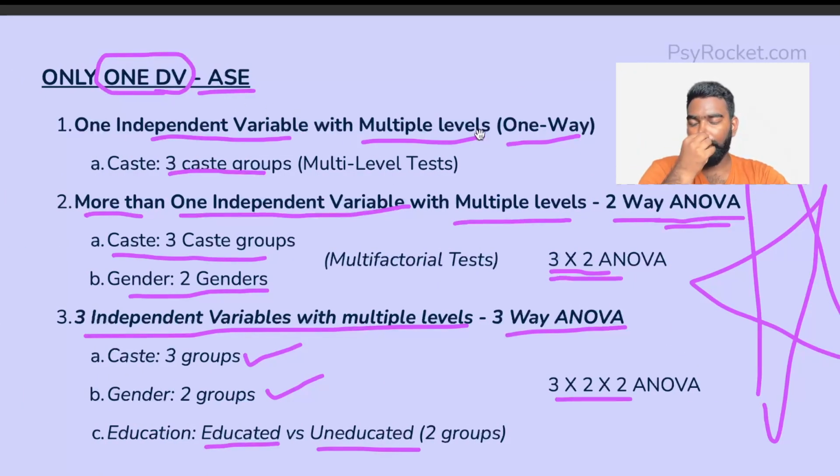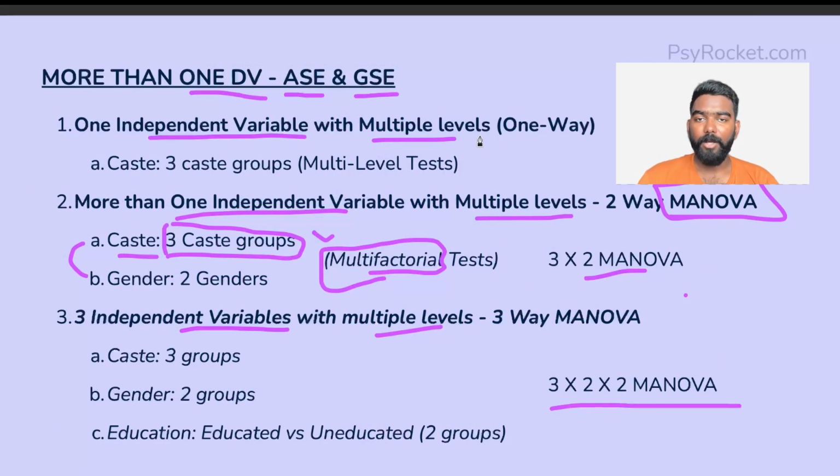ANOVA can only be used when there is one dependent variable, irrespective of how many independent variables and how many levels within each independent variable there are. And in MANOVA we use multiple dependent variables, more than one DV. You can do it with two dependent variables, three dependent variables, four dependent variables, and so on and so forth.